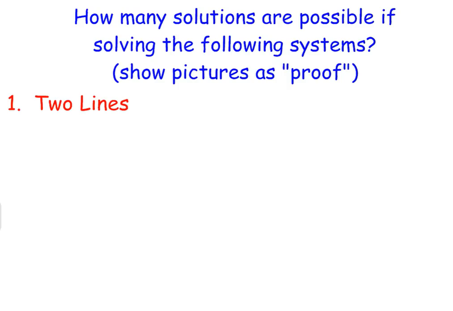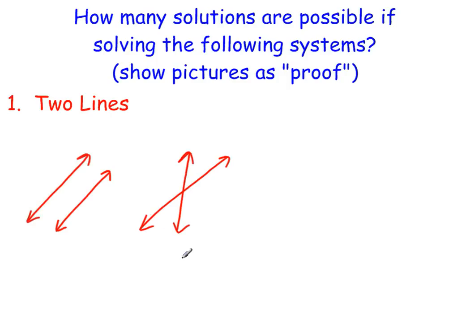So how many solutions are possible if we are solving the following type of system? So for example, two lines. If I have two lines, I could draw them like this, where they don't intersect. Okay? I could draw them where they crisscross at some point. And I could draw them where one is right on top of the other.